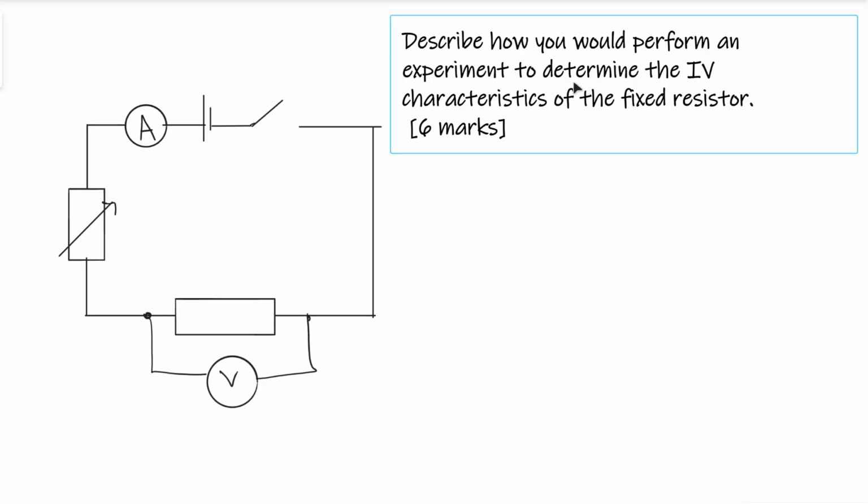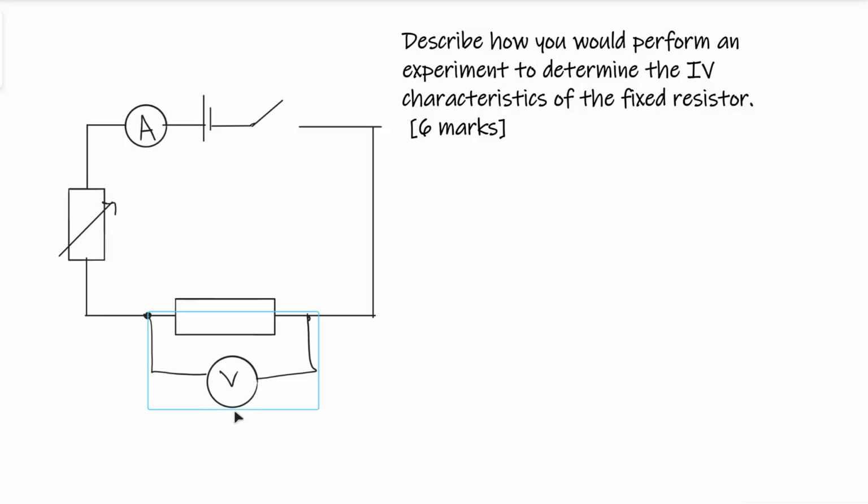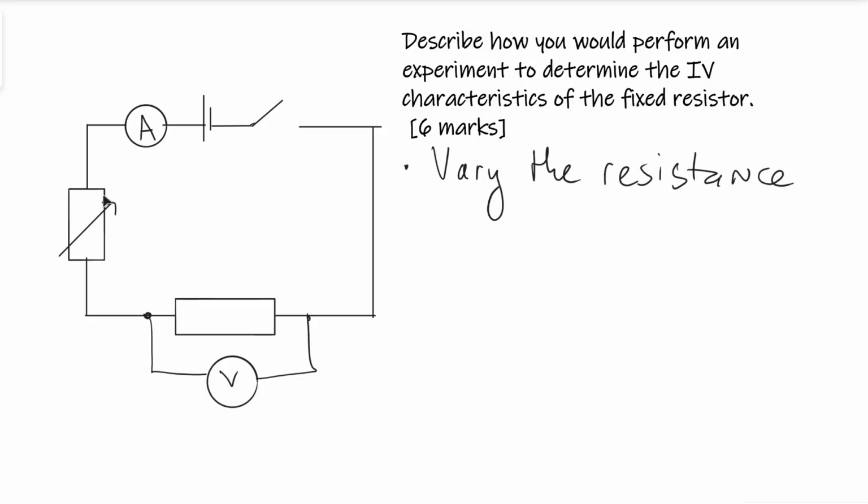Describe how you would perform an experiment to determine the IV characteristics of the fixed resistor. Notice that we have a variable resistor here, we have an ammeter, a voltmeter. The first step to any 6-marker experimental question would be to write what we're going to vary and what we're going to measure. Now in this case, the clue is almost a little bit in the name because we have a variable resistor. So the very first thing that I'm going to write is vary the resistance of the variable resistor.